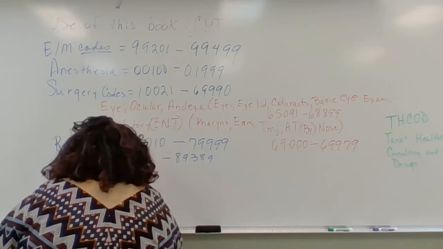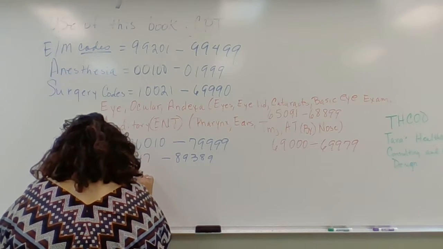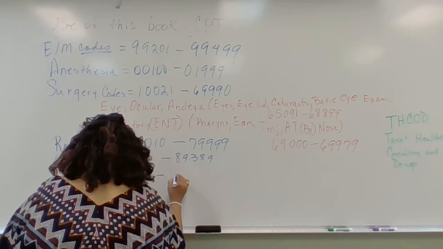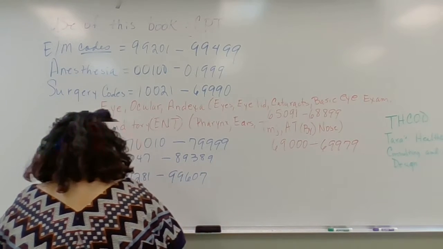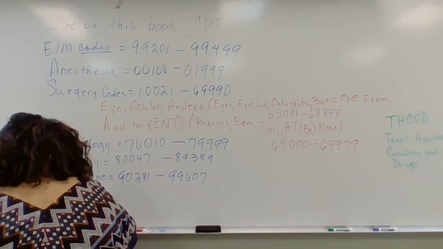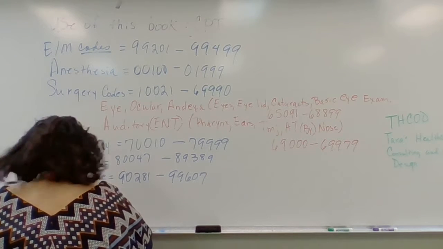What is that code beginning? 90281 to 99607. Okay, and what else is after that? Category 2. Okay, category 2.